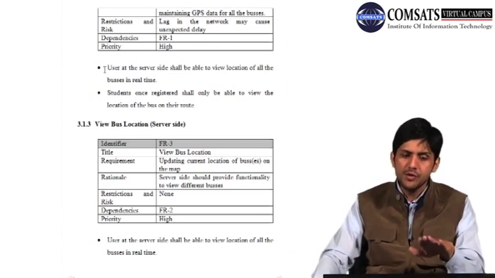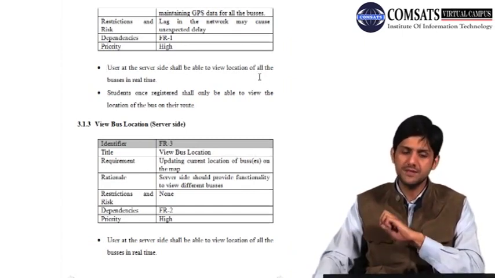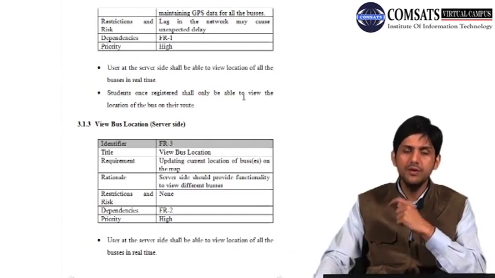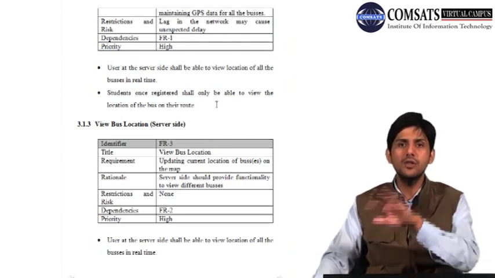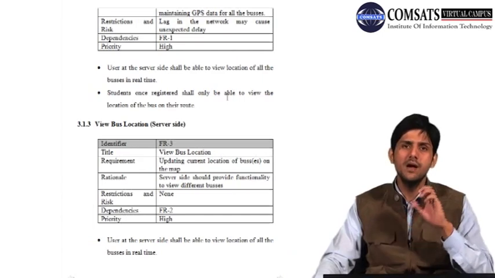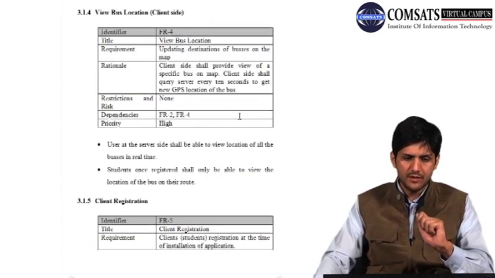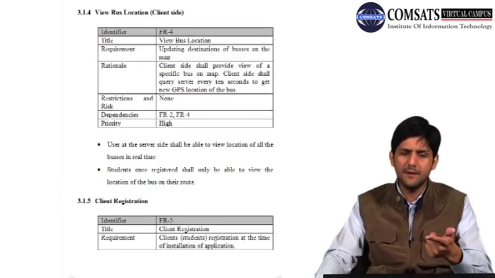And then we have expressed some more text. We have said the user at the server side shall be able to view the location of all the buses in real time. Students once registered shall only be able to view the location of the bus on their route. So a student cannot see the location of all the buses on different routes. He or she would only be able to see the location of his or her bus. Right. So these are some of the server side requirements. Now this is a client side requirement.